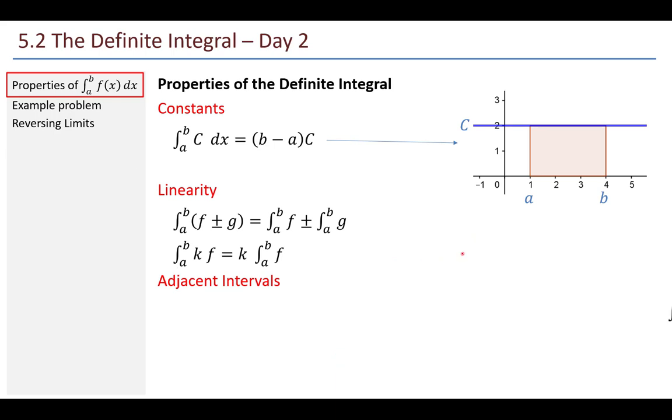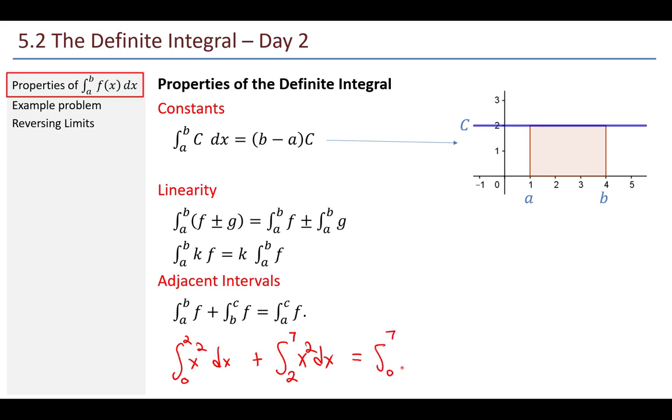The last important property is adjacent integrals. So the idea here is, suppose I had the integral from 0 to 2 of x squared dx, and I wanted to add to that the integral from 2 to 7 x squared dx. Well, that would really just be the same thing as the integral from 0 to 7 x squared dx. Now, I'll show you the picture of this in a second, but can you see why this would be so? Here's the picture.